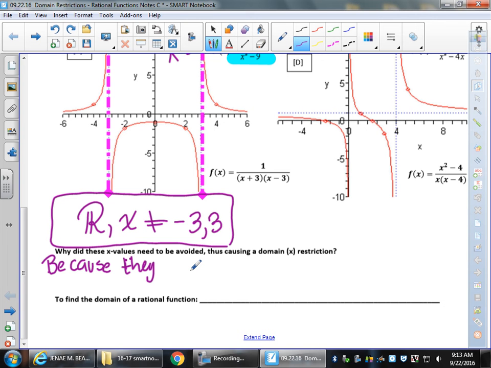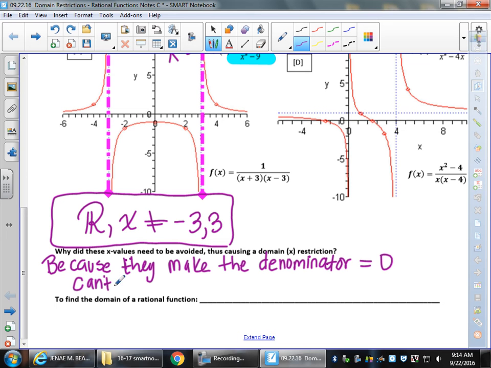So why did these x values need to be avoided? Because they make a restriction. They make the denominator equal 0. And we can't divide by 0.